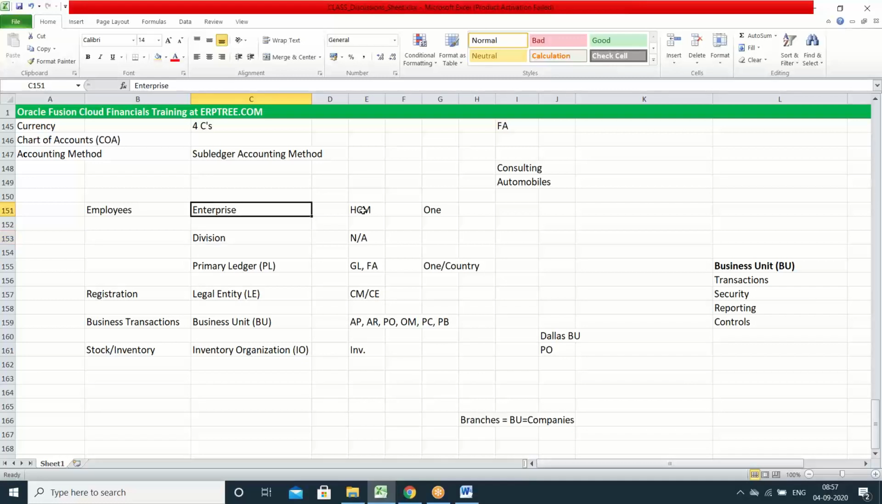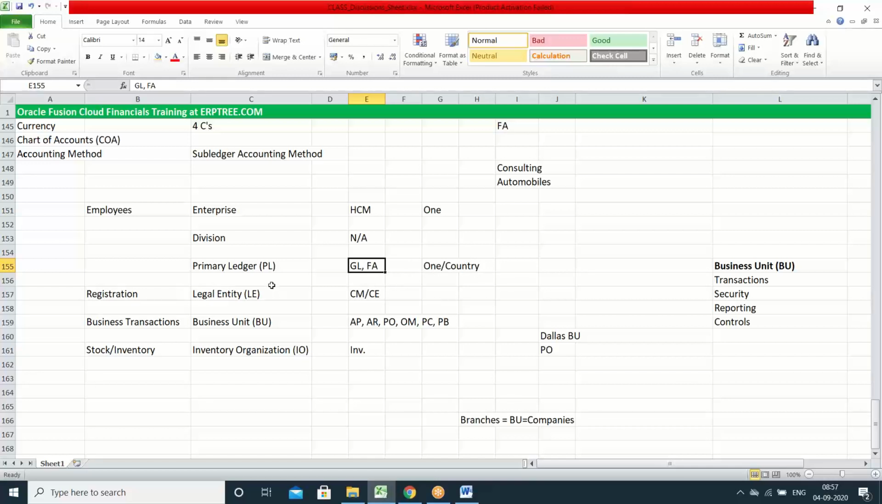We'll have an enterprise to maintain the employees' information, with the application called HCM. We'll have only one primary ledger to record the transactions. At the primary ledger level, you can have GL and FA applications. How many primary ledgers? One for one country.